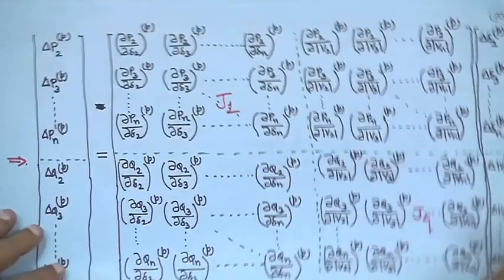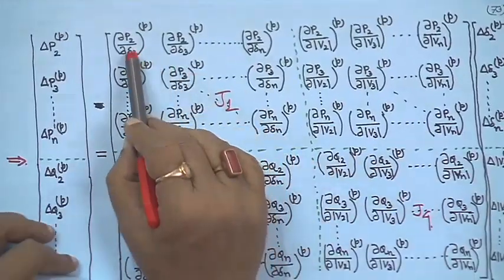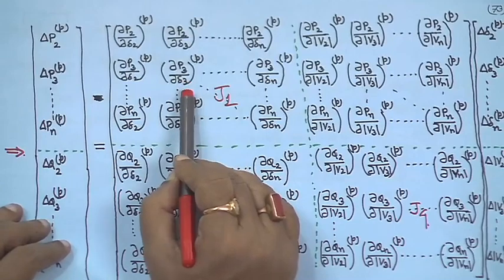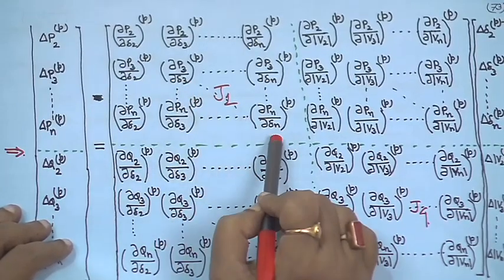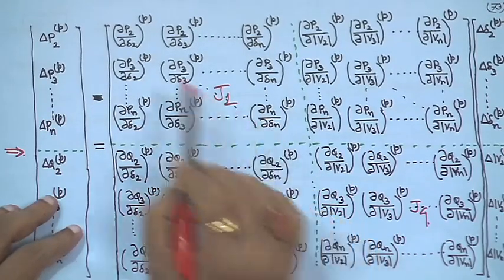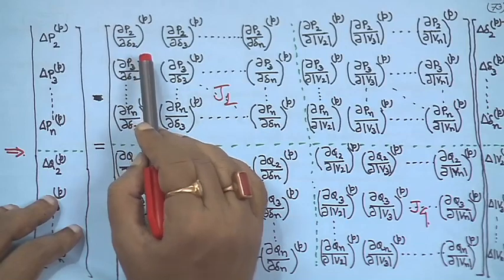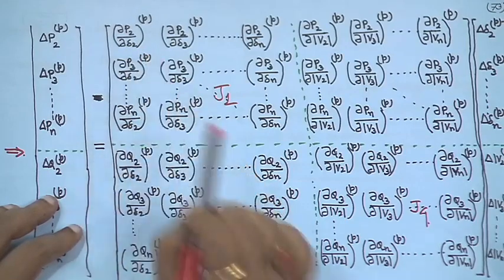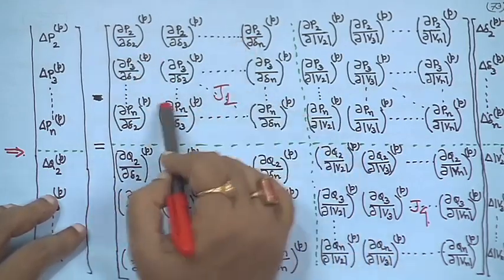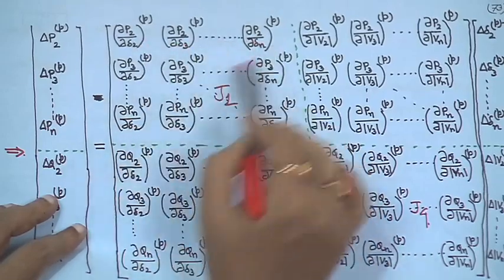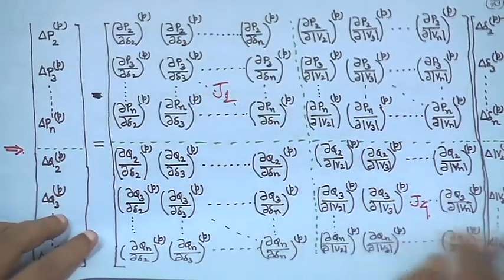Now, the diagonal elements of J1. So, this is the J1 matrix. The diagonal elements are delta P2 upon delta delta 2, delta P3 upon delta delta 3, delta Pn upon delta delta n. In general, delta Pi upon delta delta i, right. So, this way we first have to obtain the diagonal, then the off diagonal elements, right.